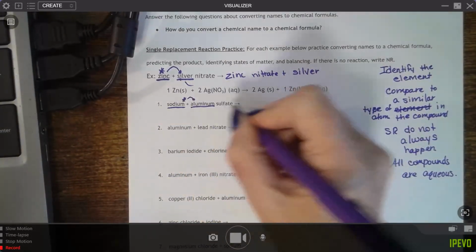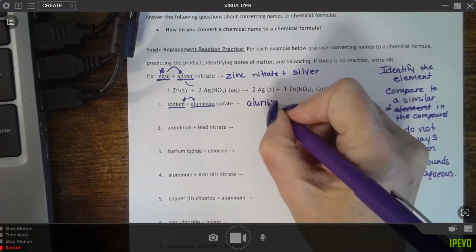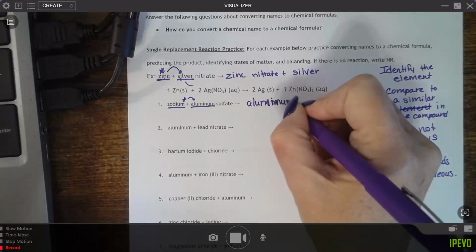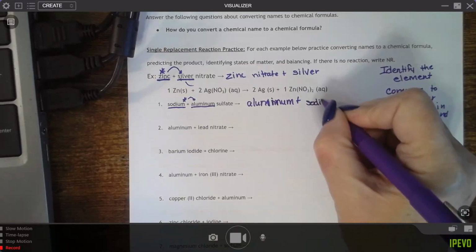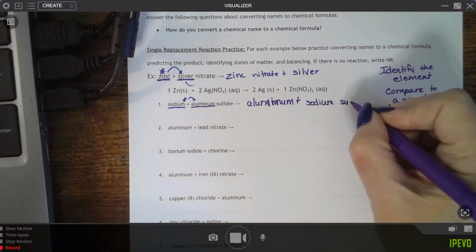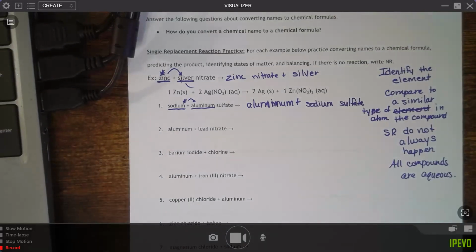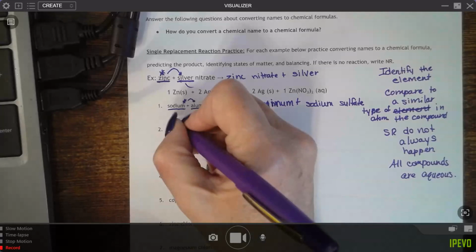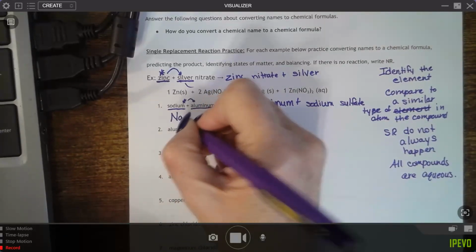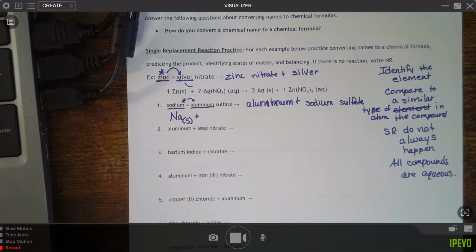So I'm going to go over here and I'm going to say I have aluminum. I can't spell. And I have sodium sulfate. Now that we have our word formula, all we have to do is translate it into a chemical formula. Okay, so sodium is Na. It is a solid. Okay, we react that with aluminum sulfate.